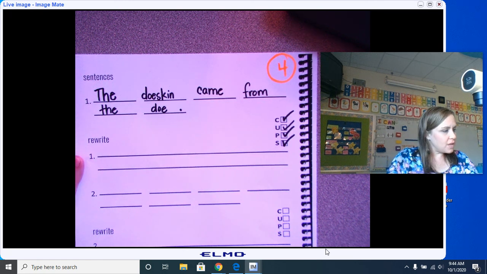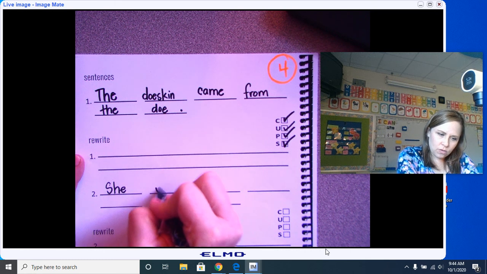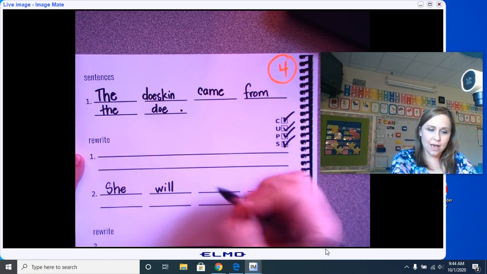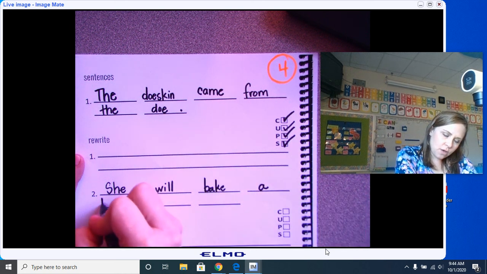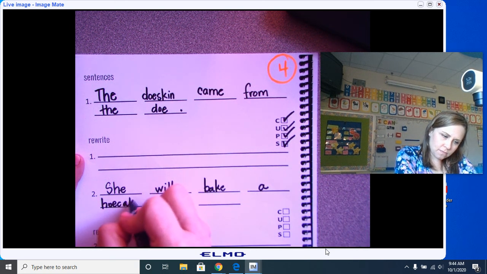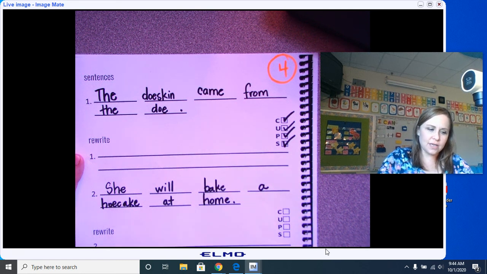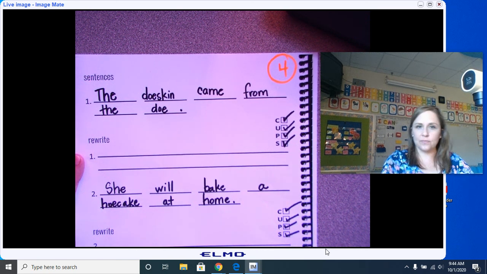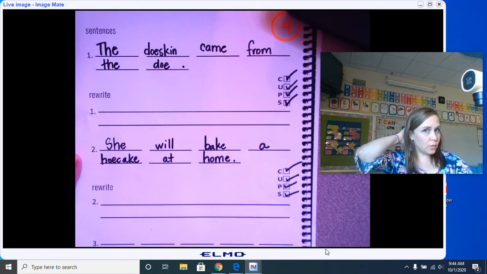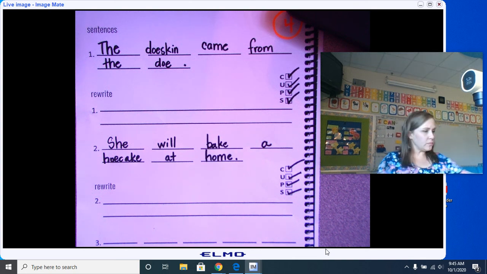Tastes good. All right. She, capital, will bake, I hear a long O, a hoe cake at home. Now I'm not going to forget again. Capital, makes sense, punctuation, and spelling. All right, and again, there was a space where you could write the whole thing. Okay.